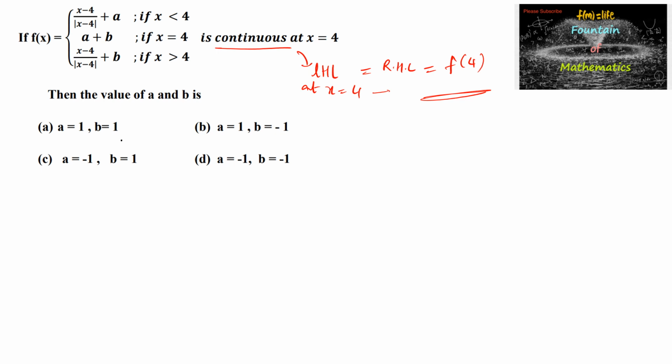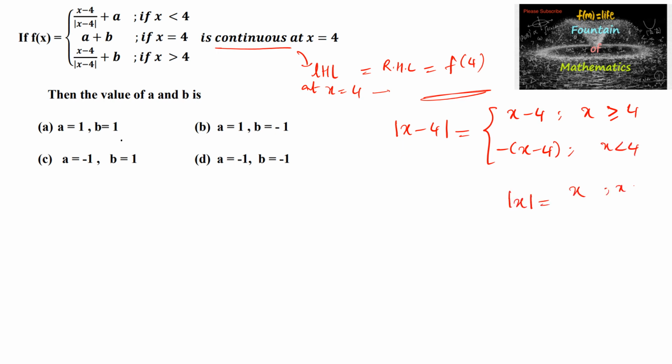Let us consider the mod of x minus 4 at the point x is equal to 4. Mod of x minus 4 we can write as x minus 4 when x is greater than or equal to 4, and negative of x minus 4 when x is smaller than 4, as per the definition of mod x is equal to x when x is greater than or equal to 0, and negative x when x is less than 0. So consider the left hand limit now.